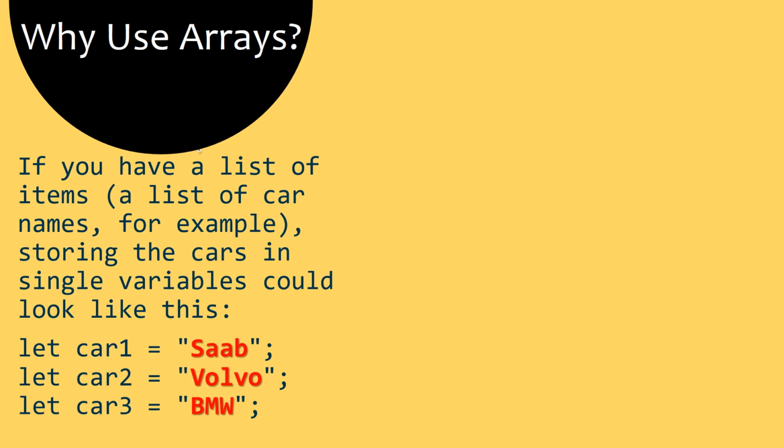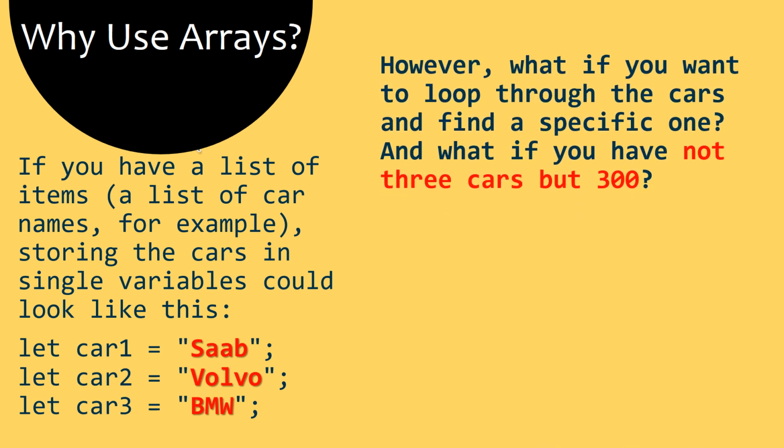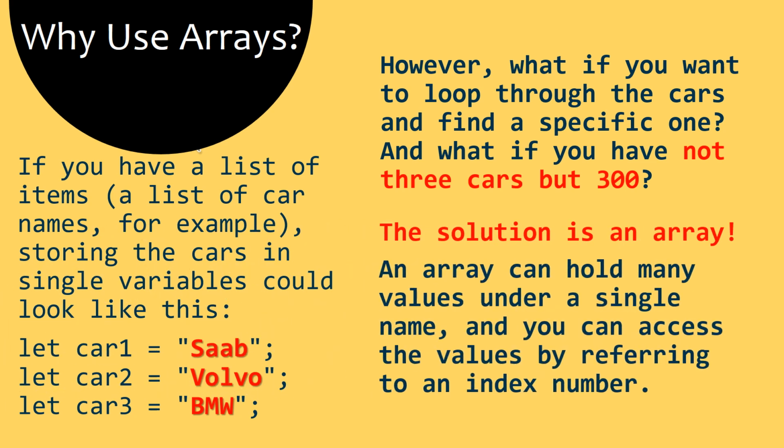Why use arrays? If you have a list of items, a list of car names, for example, storing the cars in single variables could look like this. Let car1 equals Saab, let car2 equals Volvo, let car3 equals BMW. However, what if you want to loop through the cars and find a specific one? And what if you have not 3 cars, but 300? The solution is an array. An array can hold many values under a single name, and you can access the values by referring to an index number.